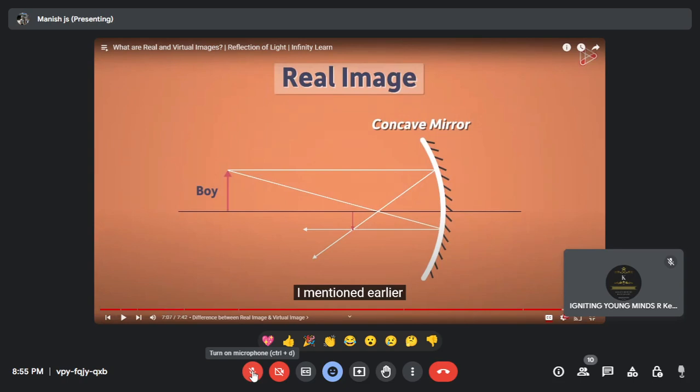You're going to a movie theater. On the screen, you're seeing the movie. You're able to see the images. You're able to enjoy it. Now, what is that called? Is that a real image or is that a virtual image? Real image. Virtual image, sir.